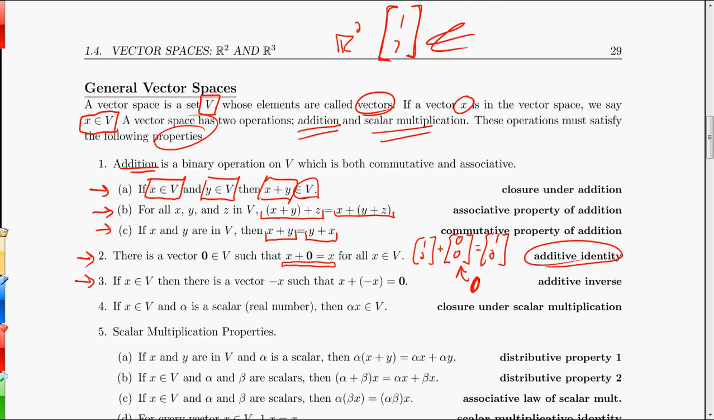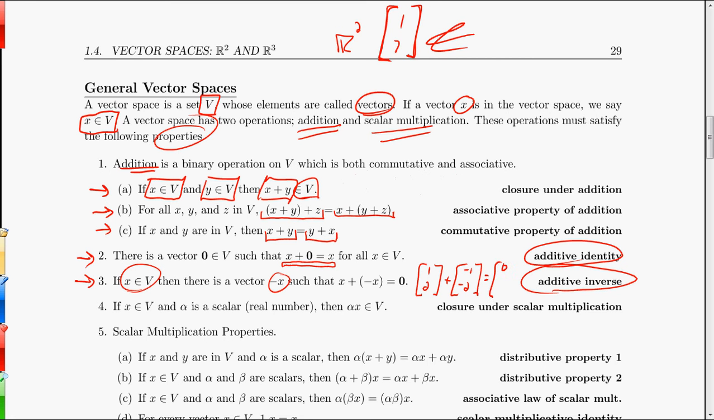We also have an additive inverse. If I have any vector in my vector space, there's the negative of that vector. For example, if I have (1, 2), then its additive inverse is (-1, -2), which gives me the vector (0, 0). It gives me my zero vector that I was just talking about.